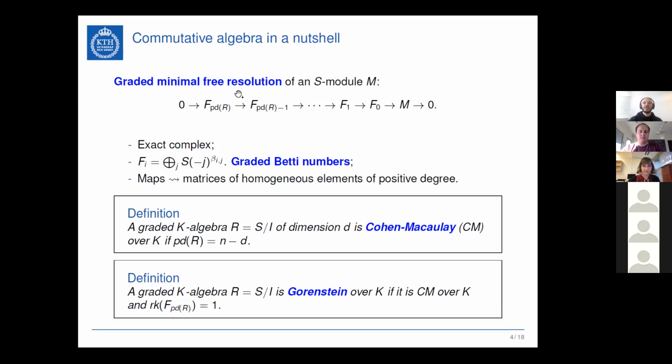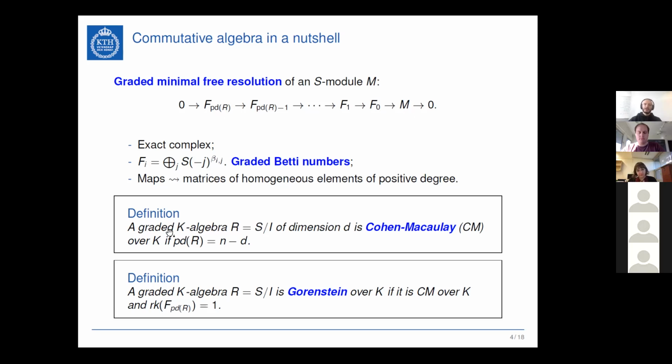And I'm going to use graded minimal free resolution to define two classes of algebras that will be of interest for my talk today. The first one is Cohen-Macaulay algebras. I will say that an algebra S mod I of Krull dimension D is Cohen-Macaulay over K. So this depends on the field. If the number PD of R, which stands for projective dimension, is n minus D. I didn't tell you what PD of R is, but you might have noticed it from the sequence. This is the index of the last non-zero module in the graded minimal free resolution. So in some sense, it's the length of the graded minimal free resolution.